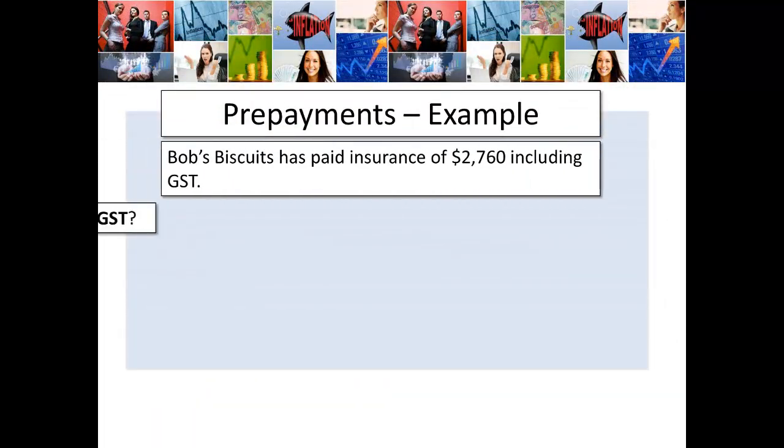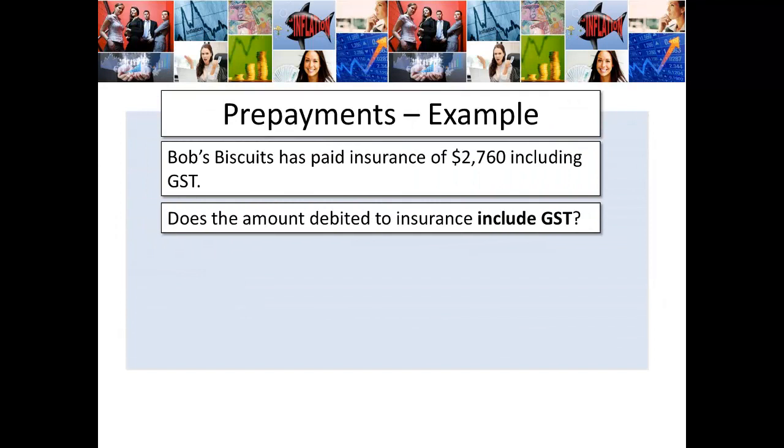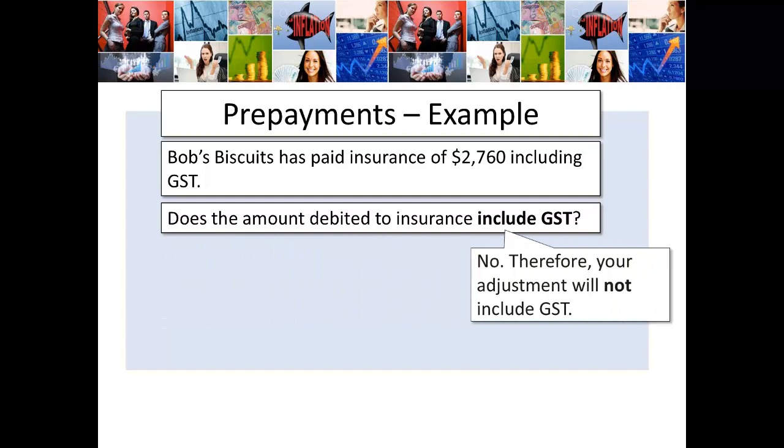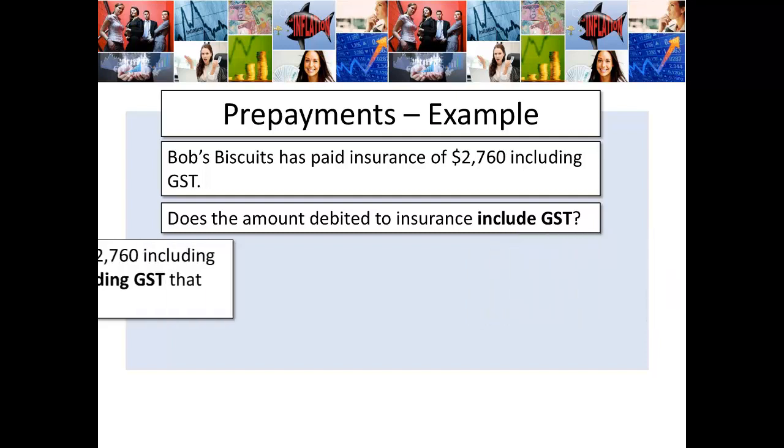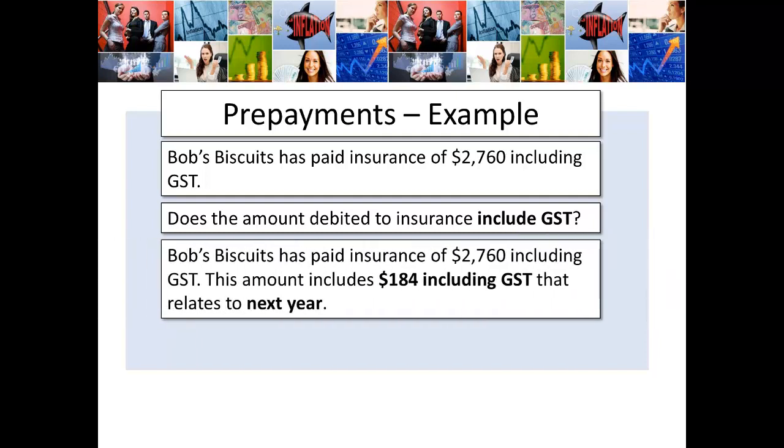Let's have a look at an example. Bob's Biscuits has paid insurance of $2,760 including GST. Now, does the amount debited to insurance include GST? No. So our adjustment will not include GST. So, paid insurance of $2,760 including GST. This amount includes $184 including GST that relates to next year.